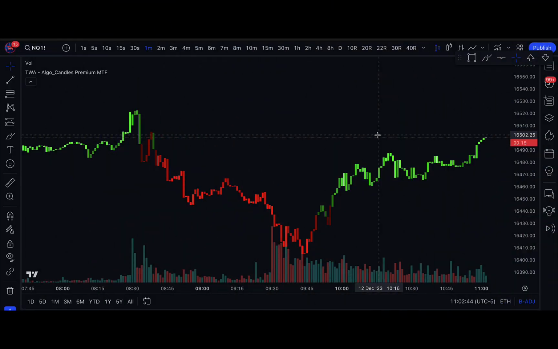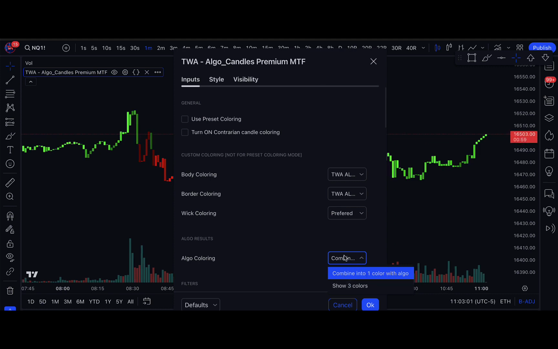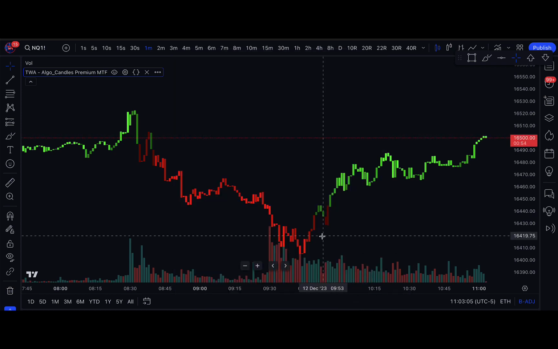Hi guys, this is the TWA Algo candles with premium multiple time frame functions and filters. So let's get right to it. Right now, everything here is just by default except combo into one. Basically, this toggle right here is what really makes it into an algo. When you have show all three colors, just like the original, it's just giving you three pieces of very vital information separately that you can use your own eyes to decipher if it's a trade that you want to take.